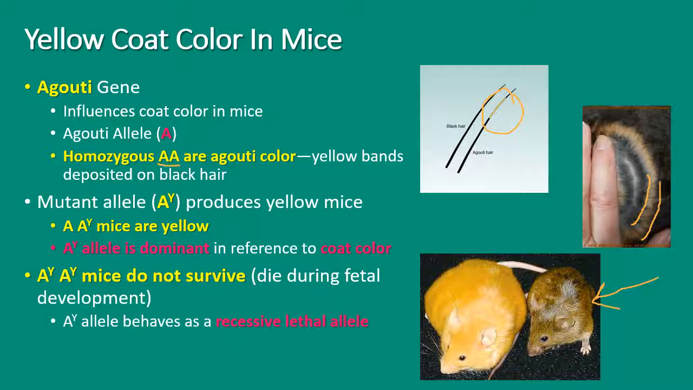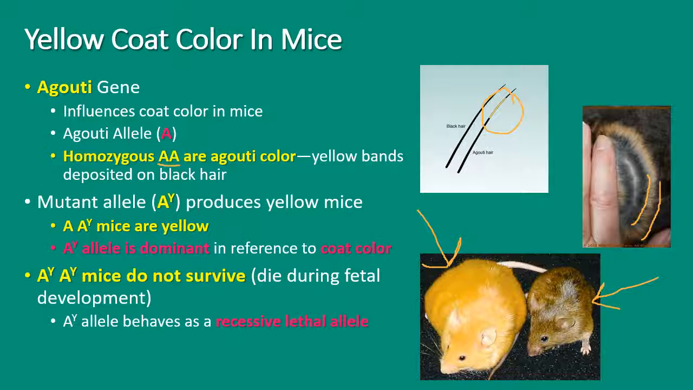It is a mutant allele called the AY allele. These mice, if a mouse carries only one of these mutant alleles, they're actually yellow all over. And so here's a picture of a mouse that you can see that's yellow all over. And he's fat too, but I don't think that has anything to do with the coat color.